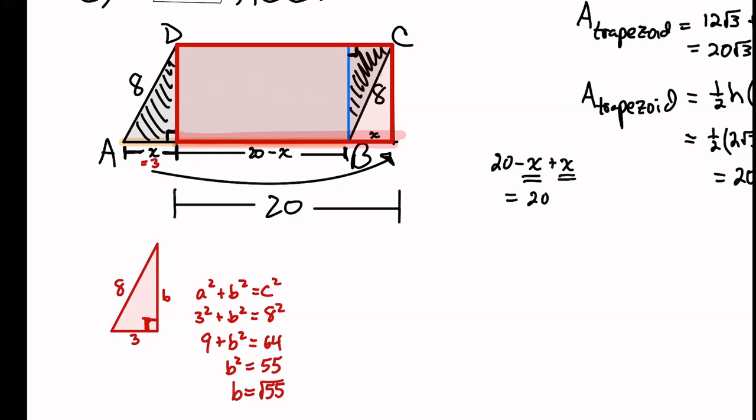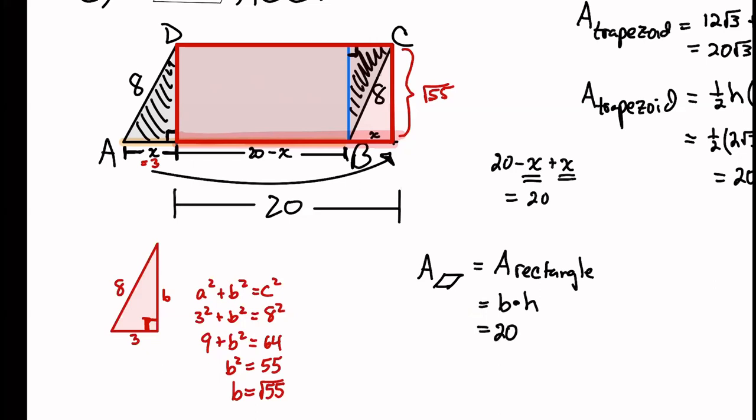All right. So that gives us this line segment here to measure anyway. That root 55. The area of a parallelogram is the same as the area of a rectangle, which is base times height, which is 20 times the square root of 55, which would then be 20 radical 55.